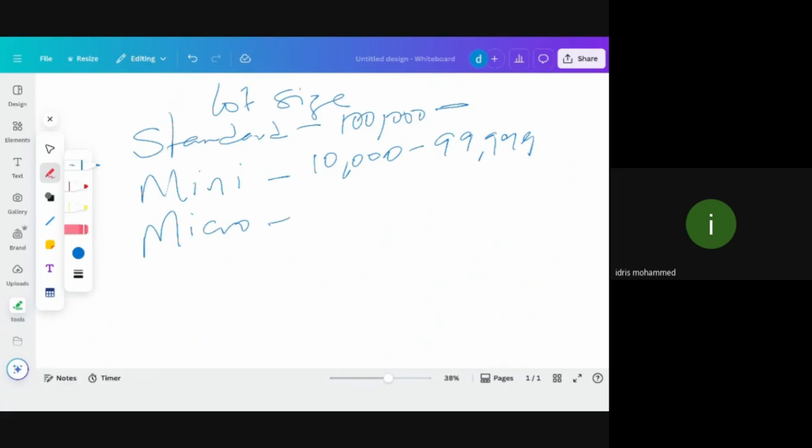Micro means that you must have 1,000 margin above to 9,999. You will be able to take a micro lot size. So now, what are standard lot size and what are mini lot size? That's what I want to explain to you now. Okay. Standard lot size are from 1 above. If you carry one lot, 1 above, that's standard.